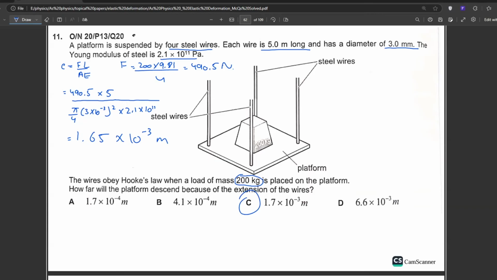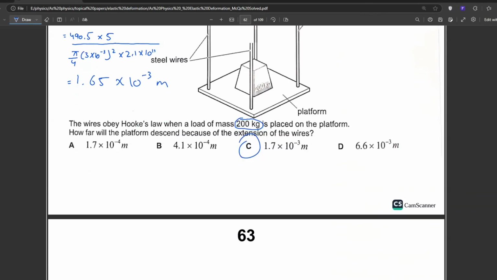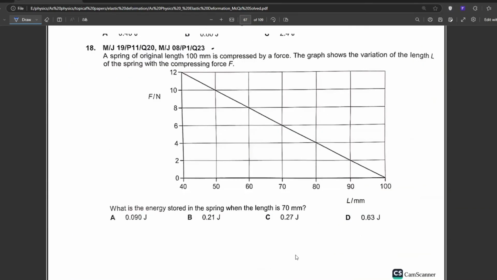Let's check on the back marking scheme as well. 62. Answer is C. Perfect. We are going good. Let's move on to the next question. Okay, let's see this. A spring has an original length of 100 millimeter, is compressed by a force. Perfect. The graph shows the variation of length of the spring with the compressing force.